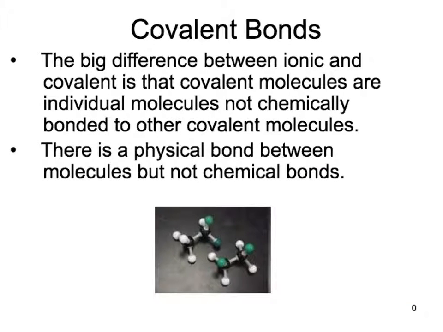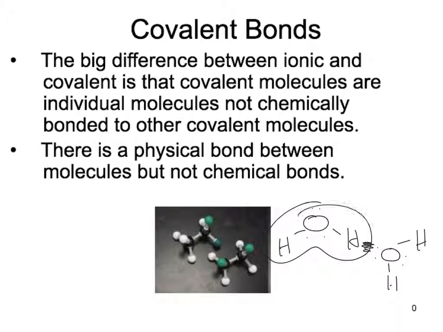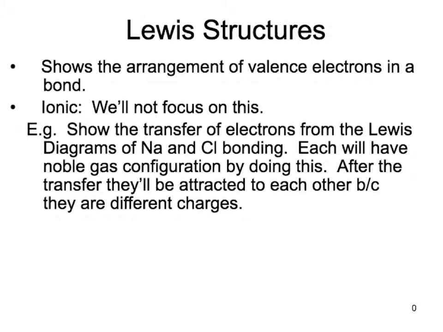Covalent bonds, big difference here is that covalent molecules are individual molecules. So we might have a water molecule here, and it can be attracted to another water molecule, in fact it is, but that attraction right there is not chemical. All right, these are individual molecules chemically bound within the molecule, but not chemically bound to each other.